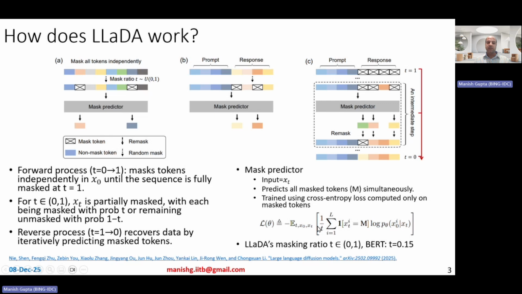Remember, what is T? T is a random variable sampled between 0 and 1. It denotes the time or the iteration number when you are doing this mask prediction or the reverse process. The way this mask prediction differs from BERT is that in BERT, the masking ratio is fixed to 0.15, while in LLaDA the masking ratio is some number between 0 and 1. So that's not fixed in that sense.